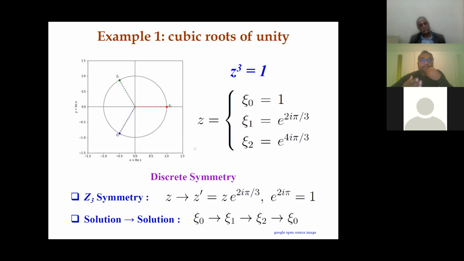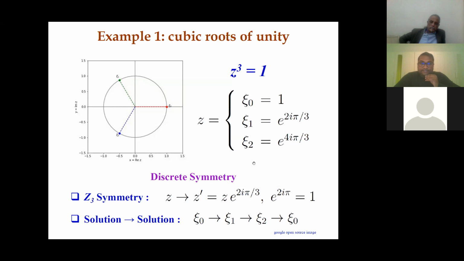Okay. So take example one, the cubic roots of unity. You have this algebraic equation z cubed equals 1, and we all know that this has three solutions. Those are complex numbers. You have xi naught, which is 1, xi 1, which is this complex number on the complex plane, the green line, and xi 2 is this blue line, right? You have these three roots of unity, and when you draw them on the complex plane, you see that there is a symmetry, right? This symmetry we call a Z3 symmetry. If you rotate it by 120 degrees, it looks the same, right?